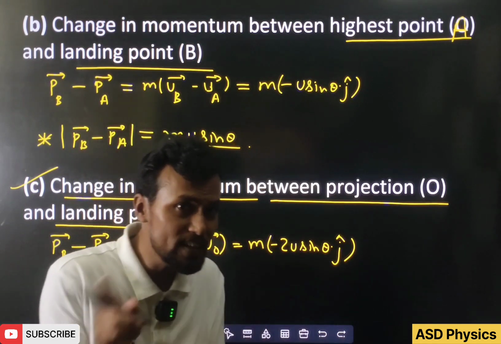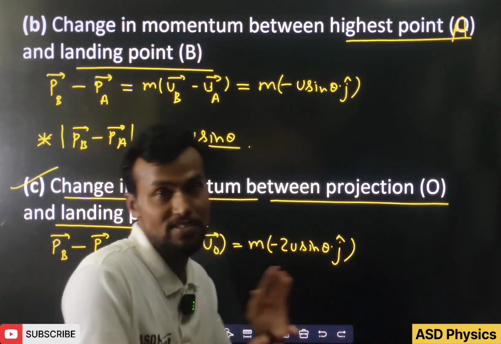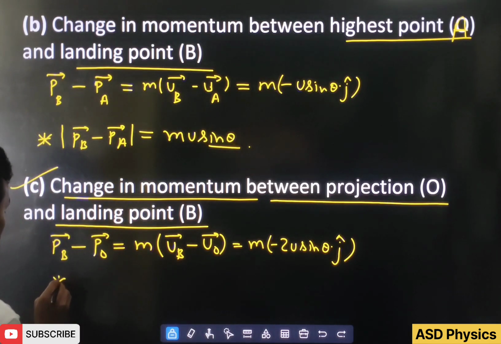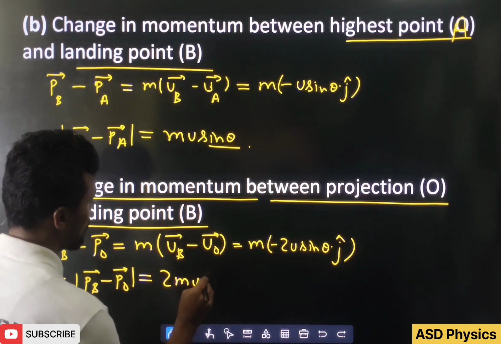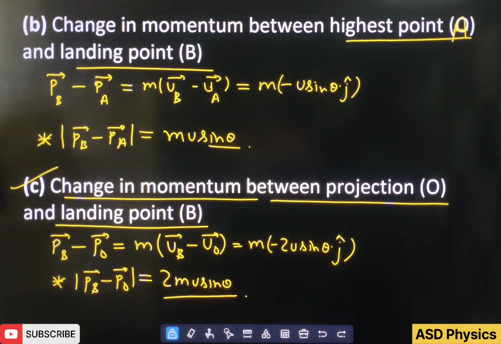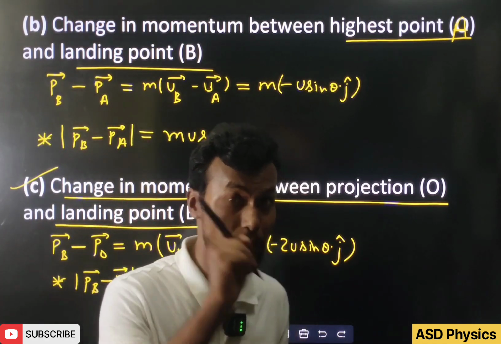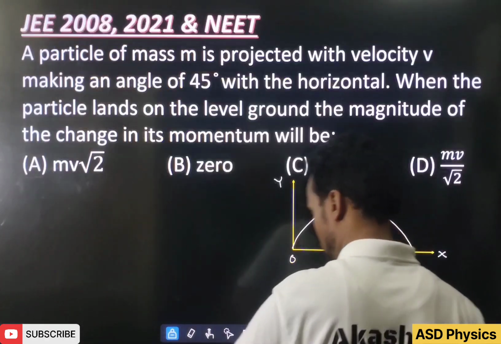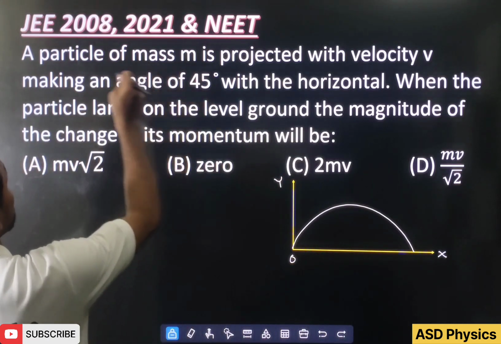Because whenever you are taking subtraction, the horizontal component of the velocity is always constant, so it will always cancel out. We can write mod PB minus P naught will come 2 MU sine theta. Remember that, very very important. So kindly see very well: the first one MU sine theta, the second one MU sine theta, but the third one 2 MU sine theta. Great.